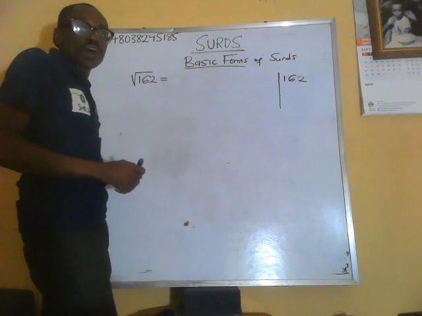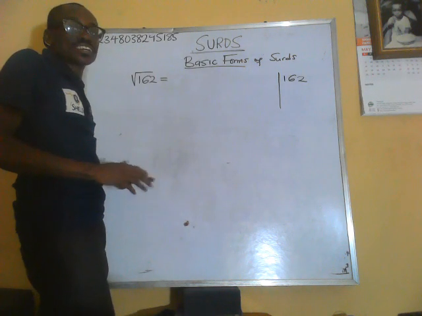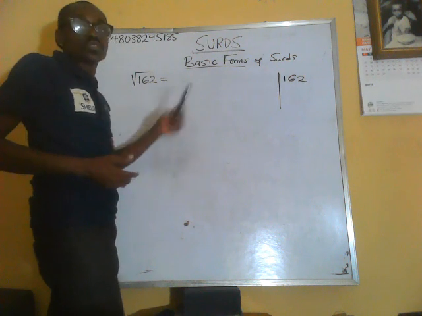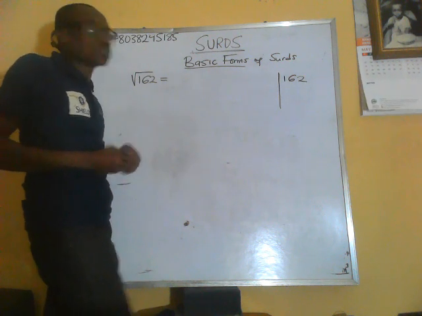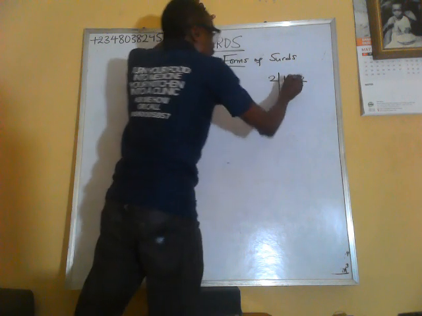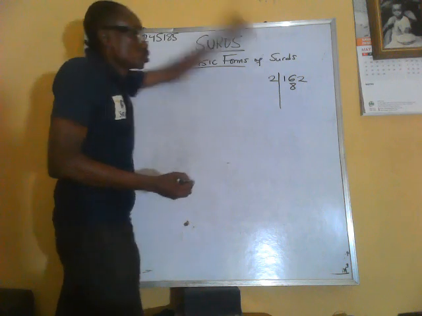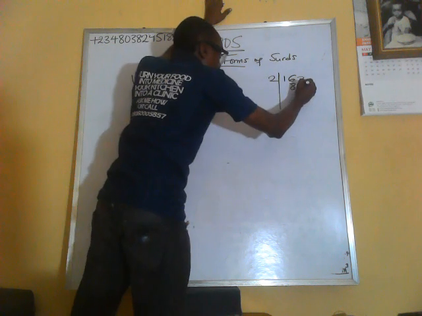We want to use a factor method to break down 162. So looking at 162 right now, 162 is even, so that means 2 can go in 162. So 2 in 16 is what? 8. 2 in 2, 1.